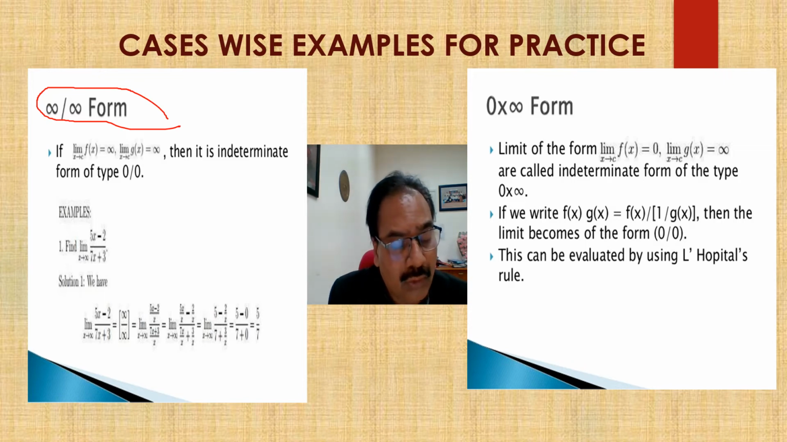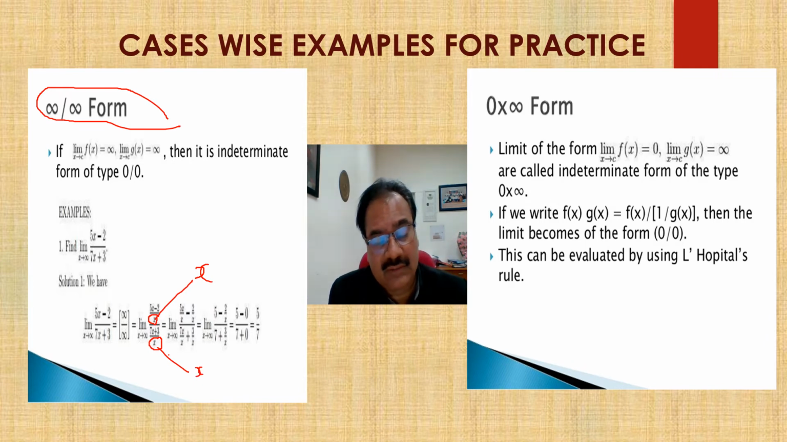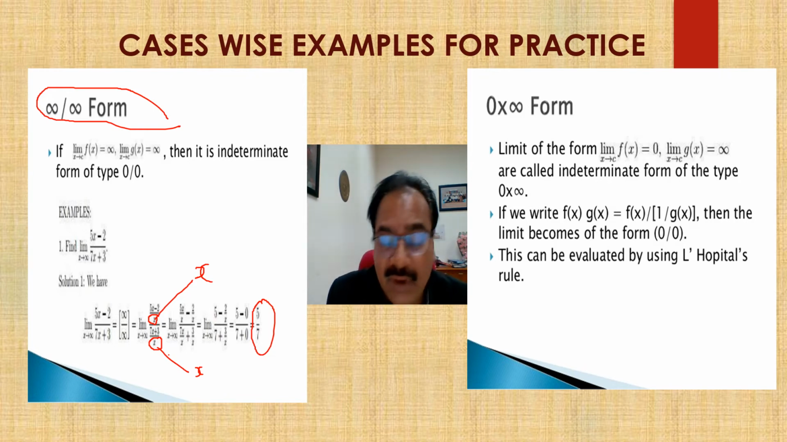Now, how will you do it? You can divide both the numerator and denominator by x, and then you can solve easily. As it is solved here, after some calculation you will get 5 by 7. So this is the infinity by infinity form.